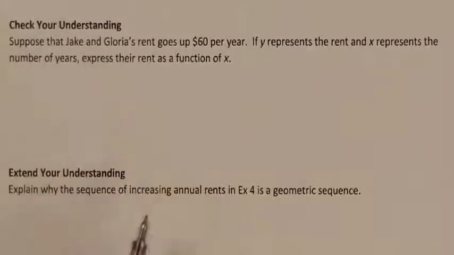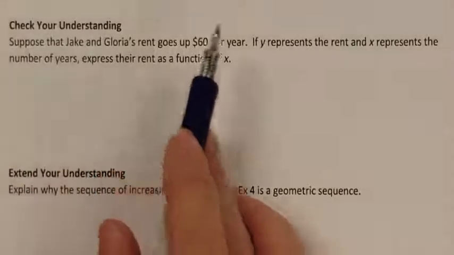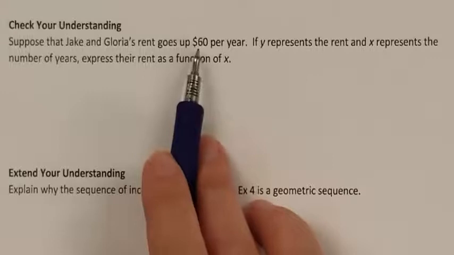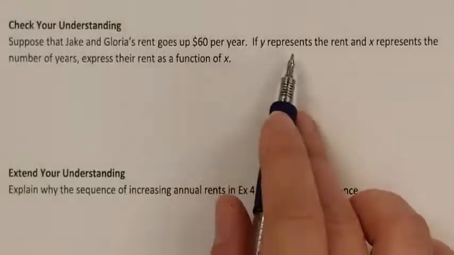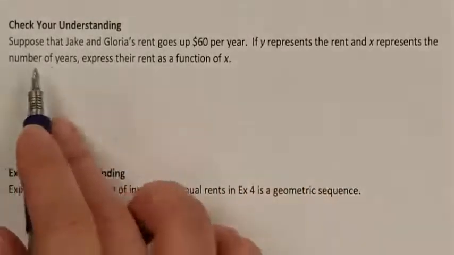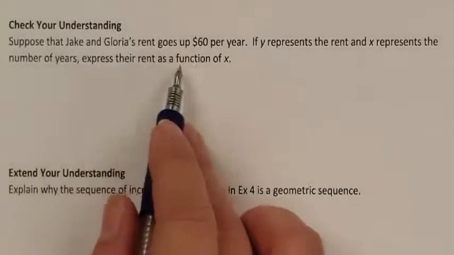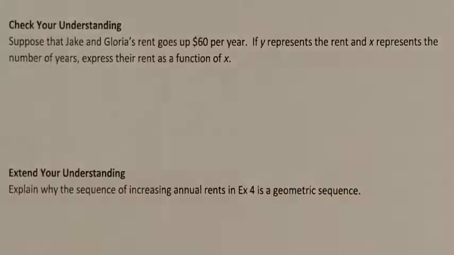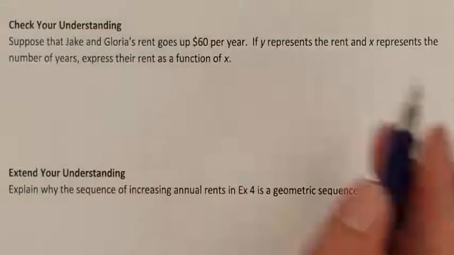Now let's go ahead and check your understanding. Suppose that Jake and Gloria's rent went up only $60 per year. It's not a percentage, it's an actual value. If Y represents the rent and X represents the number of years, express their rent as a function of X. This is not a percentage, so this is not going to be exponential growth. This is actually going to be linear.